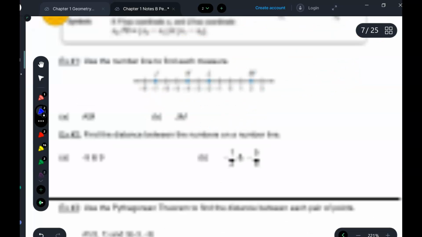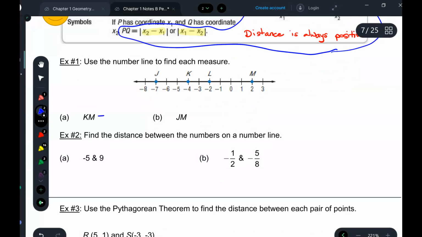All right, so take a look, KM. K is at -4, and M is at 2. Now, you can just count the number of spaces in between, but what if I gave you a decimal or a fraction? That's not going to be as easy to figure out. So if I take 2 minus -4, that'll give me plus, so it'll just be 6.